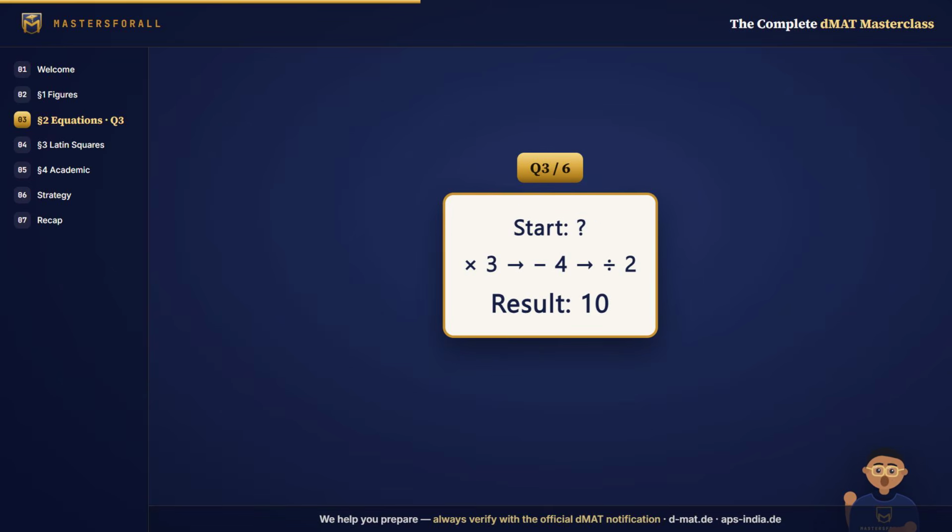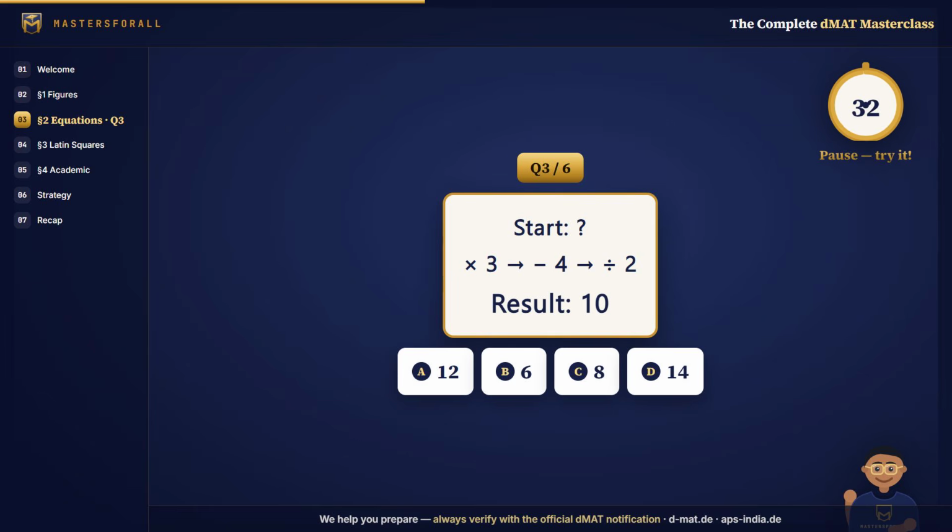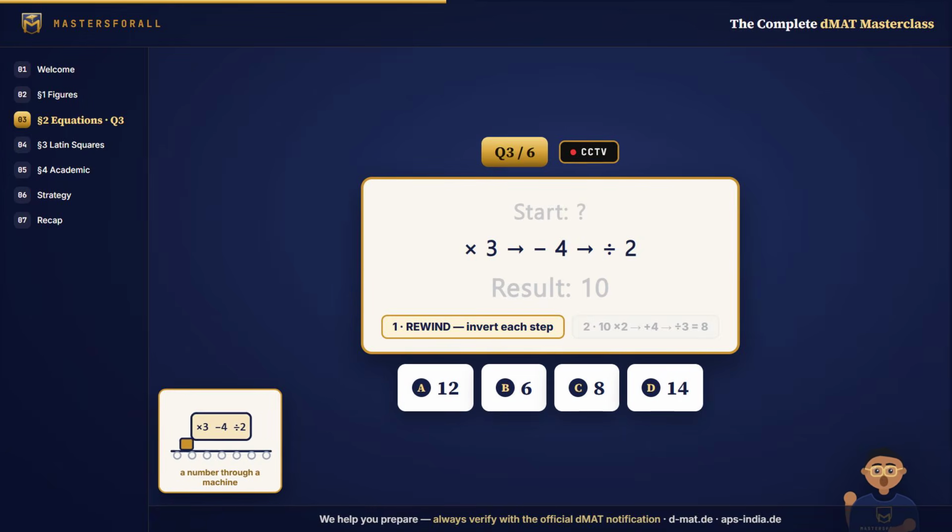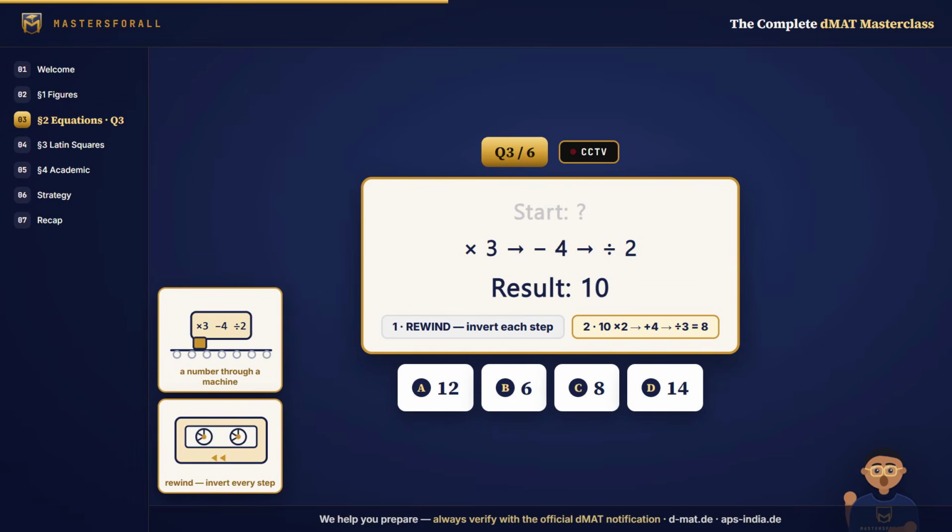A mystery number enters a machine. Times 3 minus 4 divided by 2. Out comes 10. What went in? Rewind, walk backwards, invert everything. 10 times 2, 20, plus 4, 24, divided by 3, 8. The answer is C.